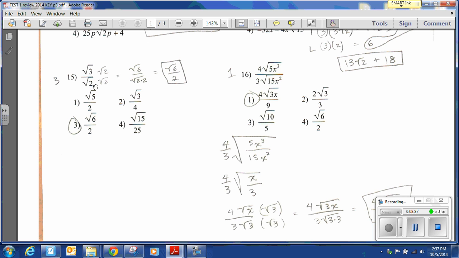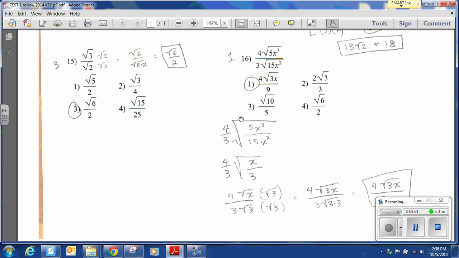Number 15, we are dividing radicals. And as you know, we must rationalize when there is a radical in the denominator. There are not to be any rats in the basement, so we must rationalize. Multiplying by radical 2 in the numerator and denominator, we end up with radical 6 over radical 2 times 2, which simplifies to radical 6 over 2.